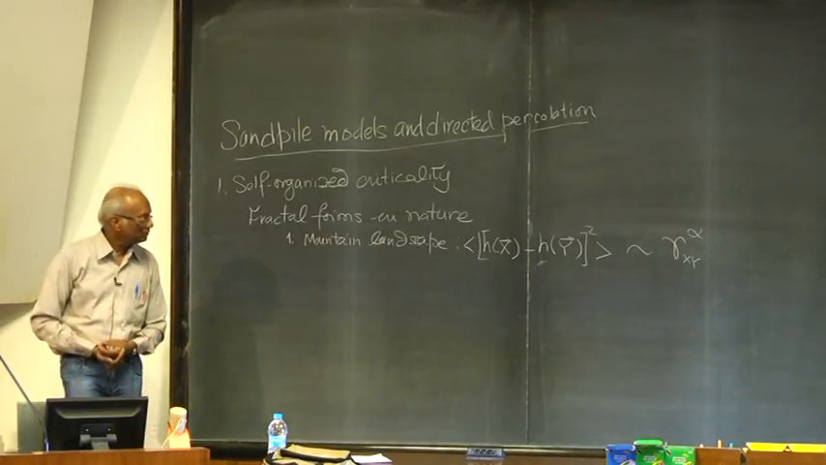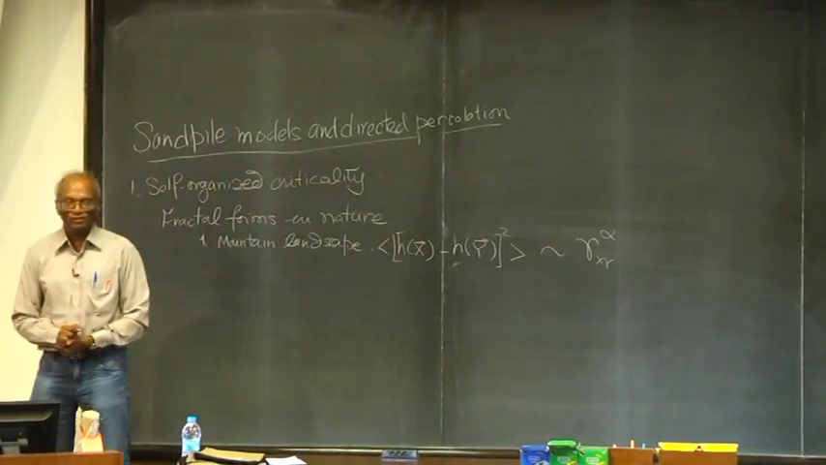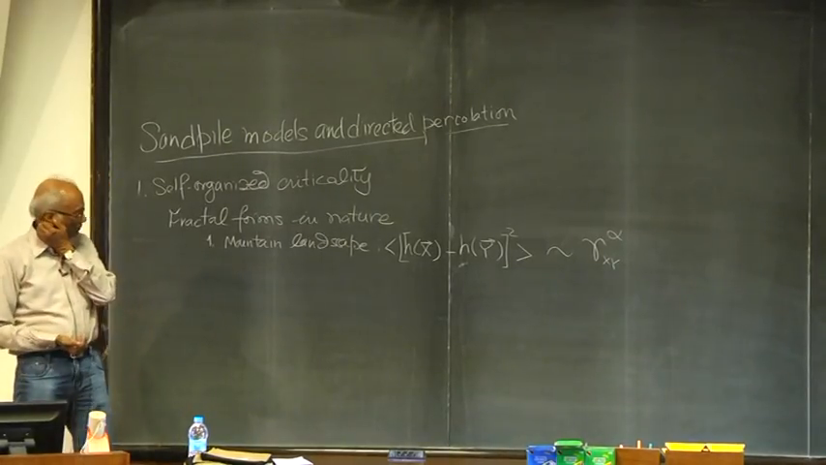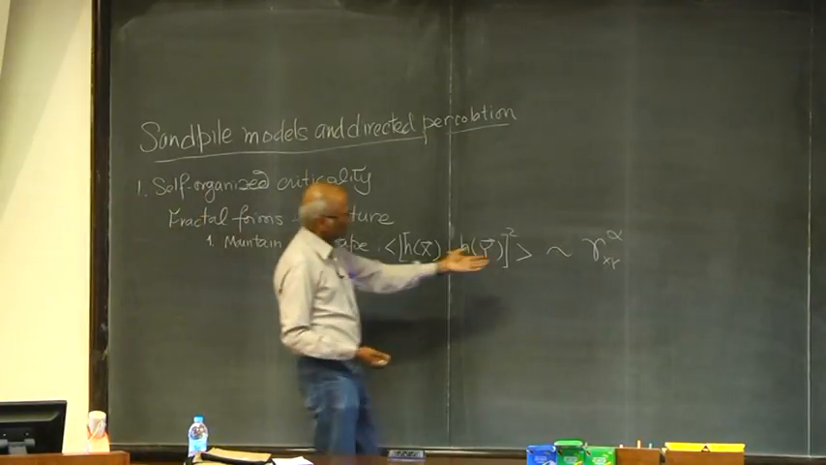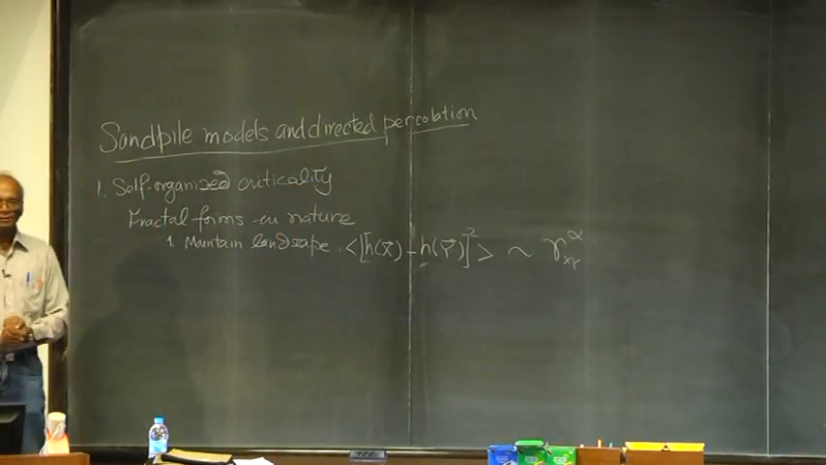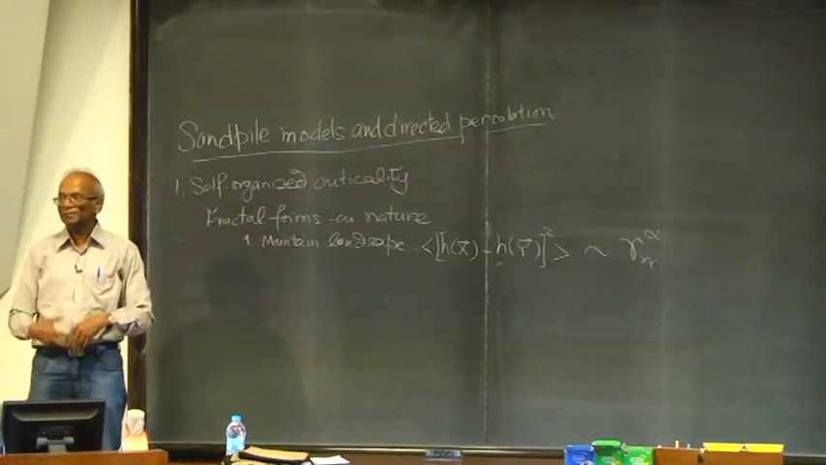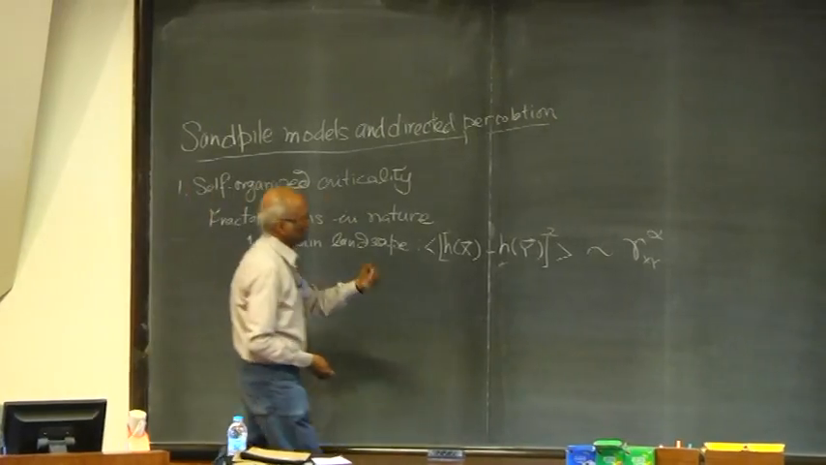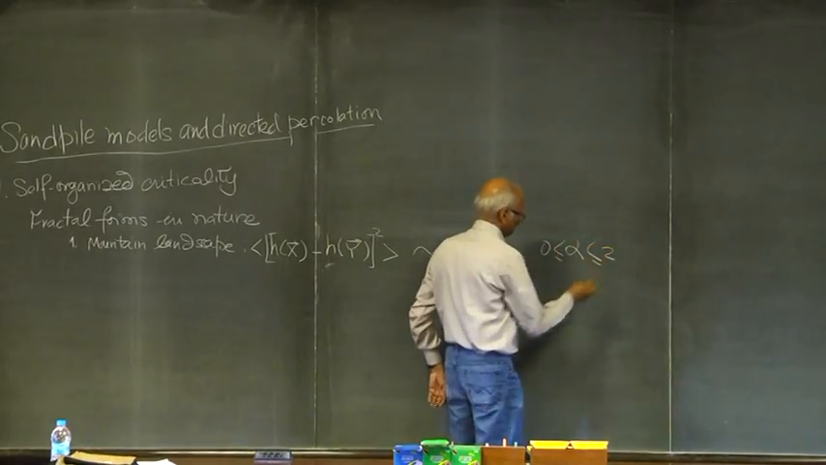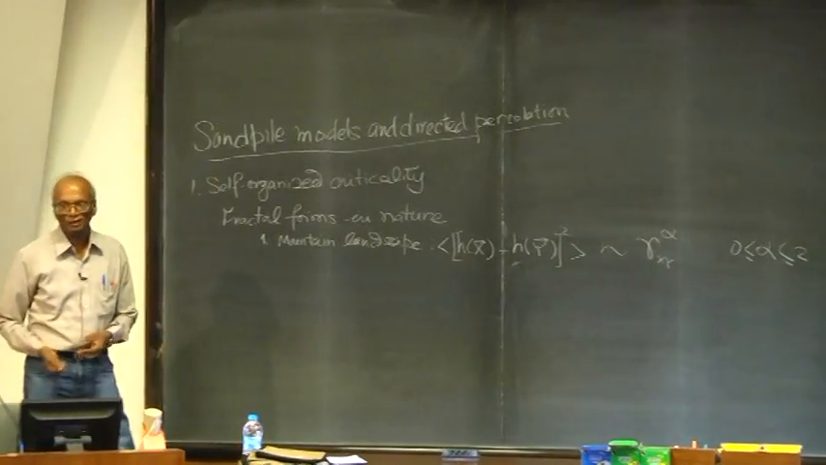It is clear that if x is equal to y, this is 0, and it is an increasing function of r, the separation. One possible function which describes this behavior is a power law. This function cannot grow too fast because I suppose the mountain ranges have to have a maximum slope which is finite. So this alpha has to be between 0 and 2. 2 is the case of a linear profile, which is sort of the upper limit.